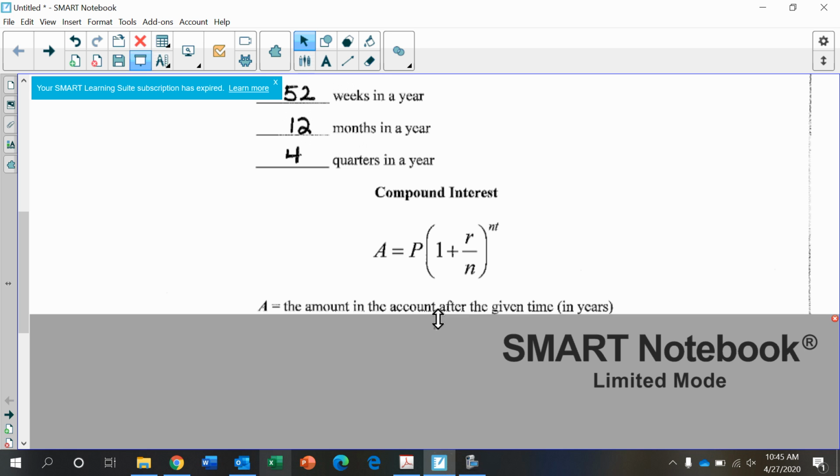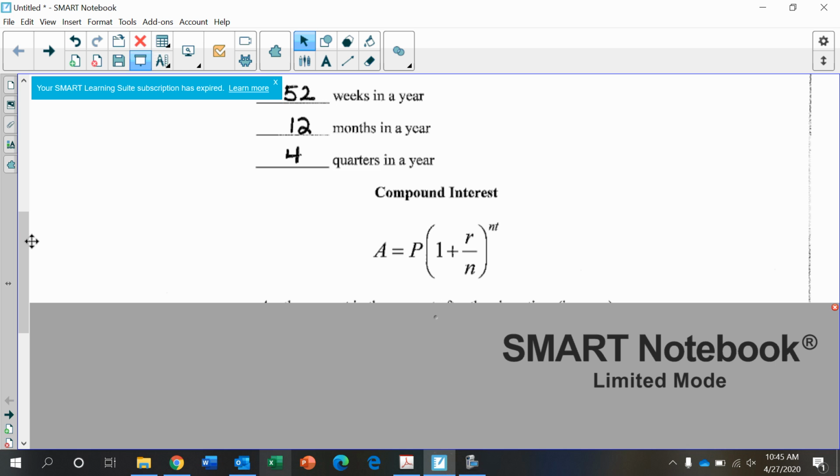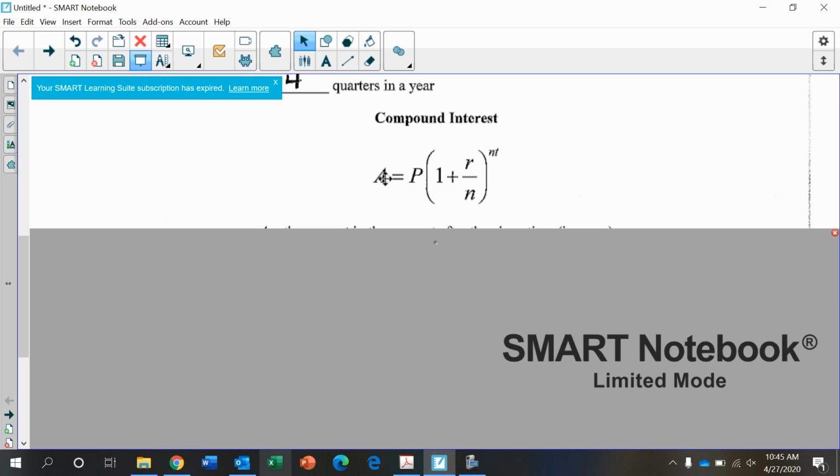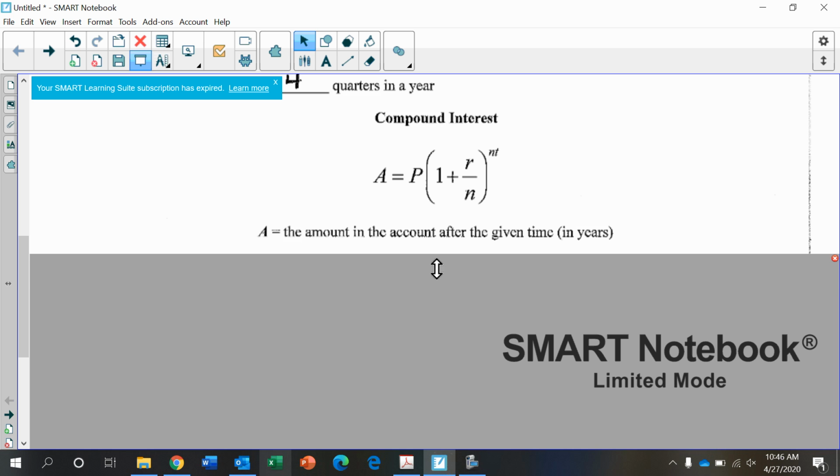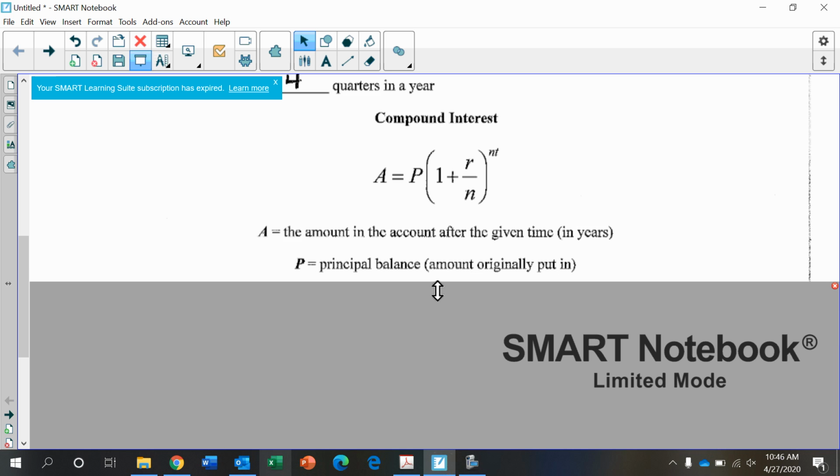This is the compound interest. Again, very similar. If you get rid of all the n's, it just looks like the growth formula. So over here, P is your starting amount or your principal amount. A is how much you get in your end result, how much money you get. P is the principal balance or what you're putting in. 1 stays the same. Plus is going to be just growth the entire time.